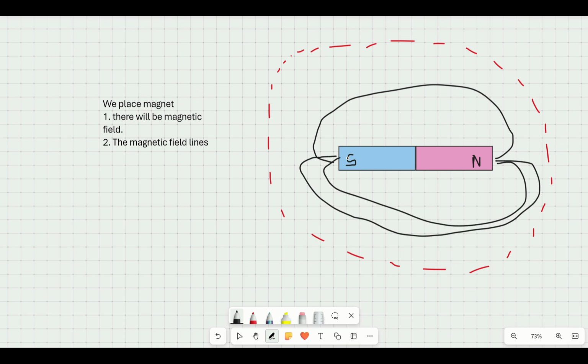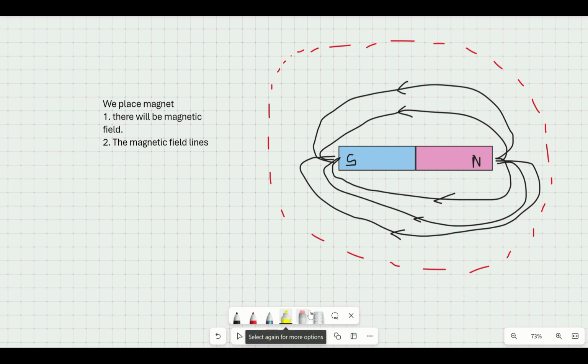So we will see that inside the magnetic field there are lines, and these lines flow from north to south outside, and from south to north inside. Okay, so this is the property of the magnetic field lines.